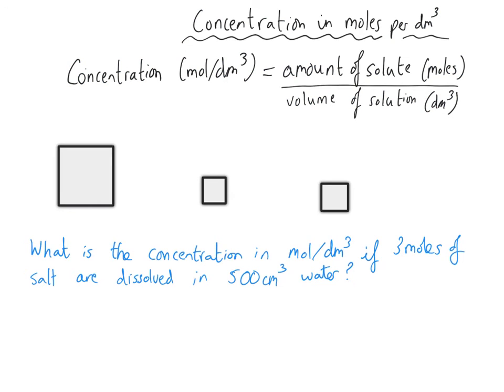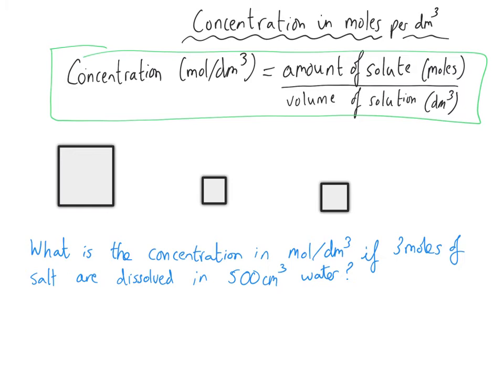Let's move on now to look at concentration in moles per decimeter cubed. It's really similar to grams per decimeter cubed, and if you have a look at the equation, it's in the exact identical structure, which makes sense because concentration is an amount of substance per unit volume.